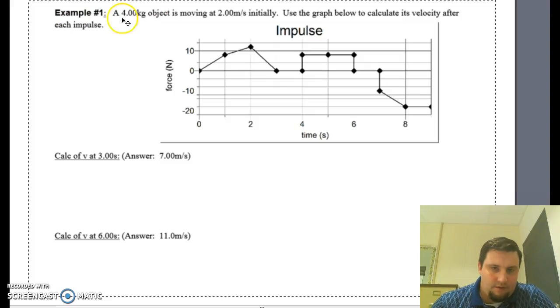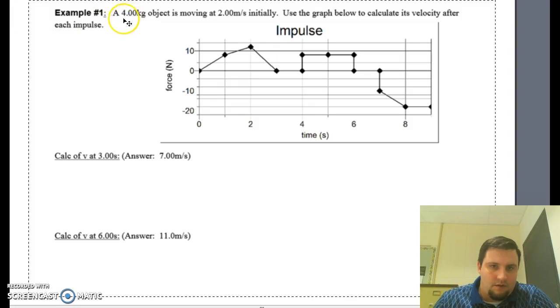Alright, this is example number 1 from the impulse and momentum notes. With this, you should notice that we have a force and time graph. With this force and time graph, you have the areas equaling the impulse. So just like in the lab, we have force as a function of time, and the units for the areas would be Newton seconds.